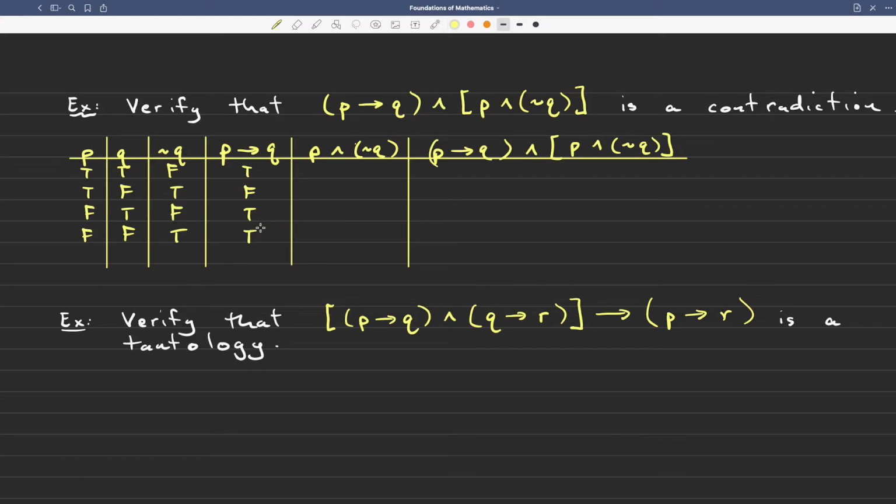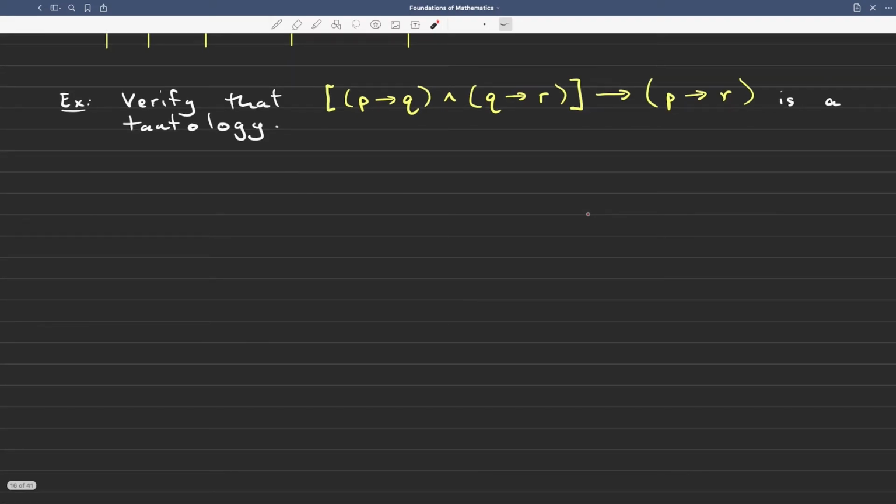Okay, second to the last column here, we've got P and not Q. So compare those two columns, and you get false, true, false, false. Remember, when you're doing an and statement, both columns have to be true in order to get a true. And now we're going to do the and of the last two columns. So it'd be false, false, false, false. So there you see that this expression is false in every possibility, so it's a contradiction.